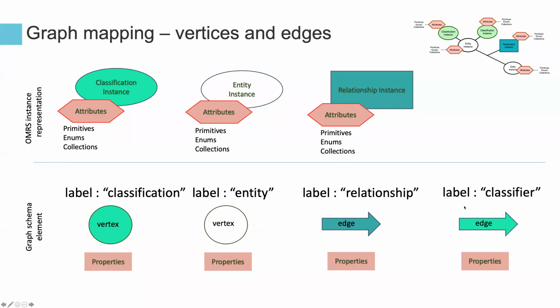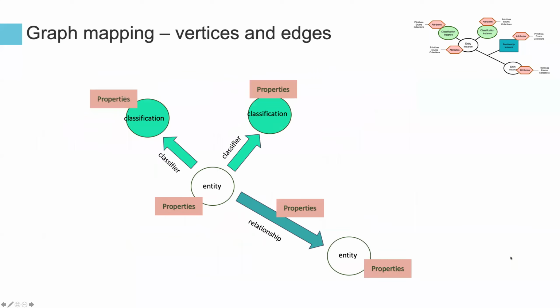And we use a different type of edge, a different label, for relating entities to their classifications. I use the label classifier, which again becomes an edge with properties. So our original picture, when we map it into the graph database schema, turns into this. We have the same pair of entities, but implemented as graph database vertices. We have a relationship edge connecting those two entities, and classifier edges going to the two classifications. And we can associate properties with all of those vertices and edges.